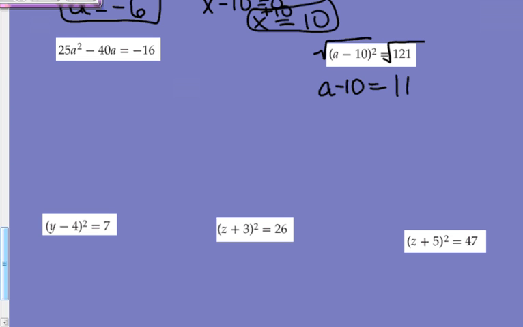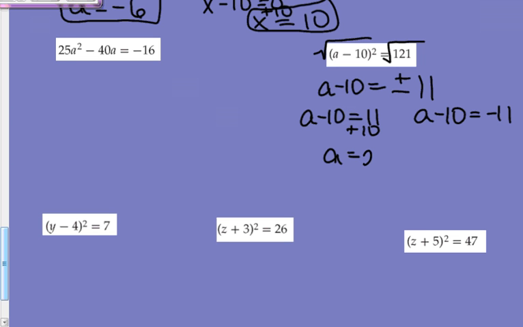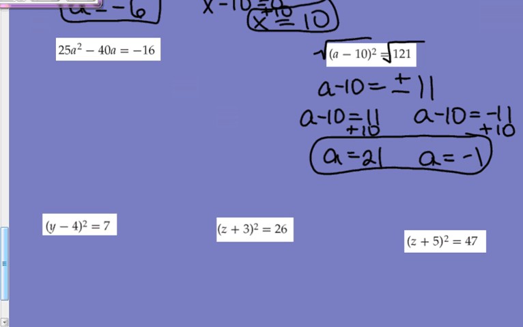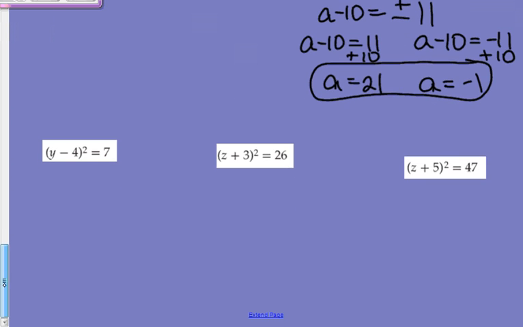And of course, by the way, it's not just 11. The square root of 121 is a positive or a negative 11. So that means you have two possible answers here. You have a minus 10 could equal a positive 11, or a minus 10 could equal a negative 11. When you solve them, add 10, a could be 21, or add 10, a could be -1. So this has two answers. And remember, you have to put that positive or negative in front of 11, because it could be either positive or negative.